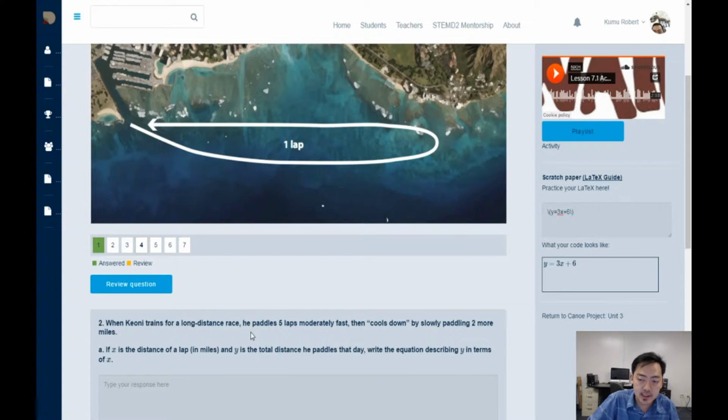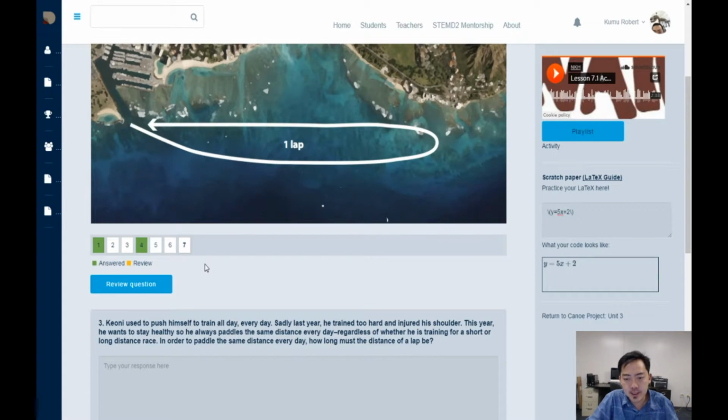Keone also paddles for long distances. To do this, he paddles 5 laps at a moderate speed, and then he paddles 2 more miles in order to cool down. Once again, we want the equation for y, the total distance paddled, in terms of x, the distance of 1 lap. So we can use LaTeX to type in y = 5x + 2. And we can copy and paste this code into the answer. Additionally, we can use this equation to solve a few more questions.